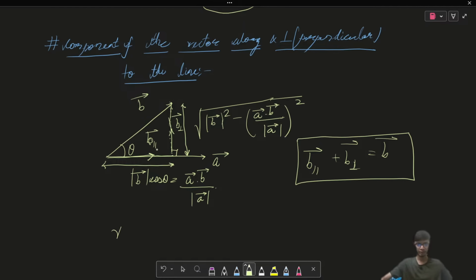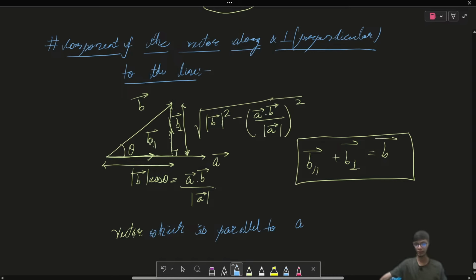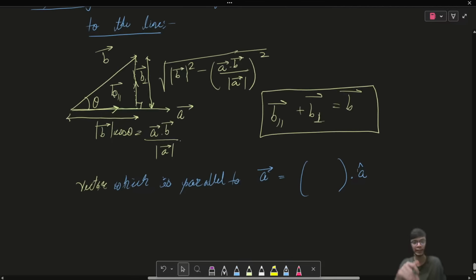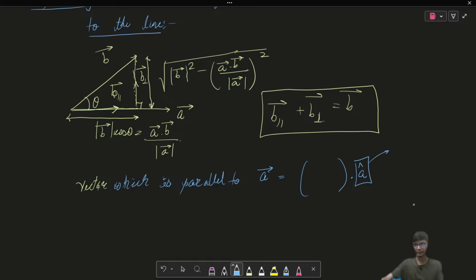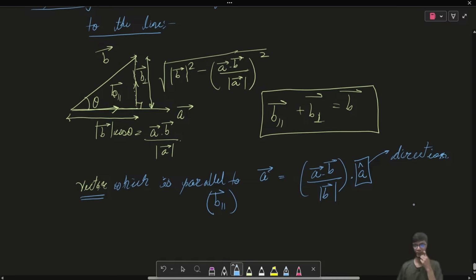So if I am going to write the vector which is parallel to the A vector, this can be given by some magnitude component multiplied by the unit vector of the A vector, right? The unit vectors are used to denote direction, and this component here will be A vector dot B vector divided by mod of A vector. This part is going to give me the vector which is parallel to the A vector, and this is represented as the B parallel vector.